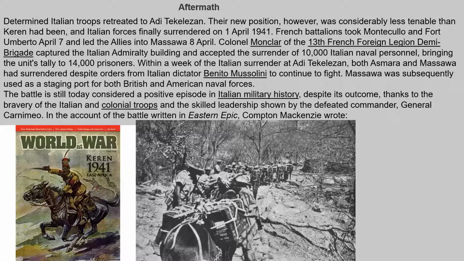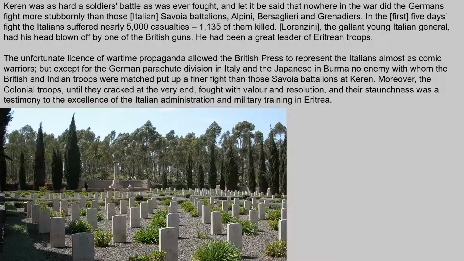In the account of the battle written in Eastern Epic, Compton Mackenzie wrote, "Keren was as hard a soldier's battle as was ever fought, and let it be said that nowhere in the war did the Germans fight more stubbornly than those Italian Savoia battalions, Alpini, Bersaglieri, and Grenadiers. In the first 5 days' fight, the Italians suffered nearly 5,000 casualties, 1,135 of them killed. Lorenzini, the gallant young Italian general, had his head blown off by one of the British guns. He had been a great leader of Eritrean troops.